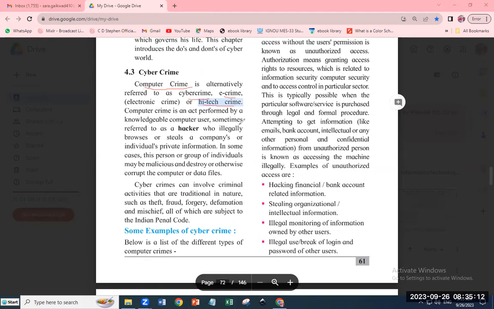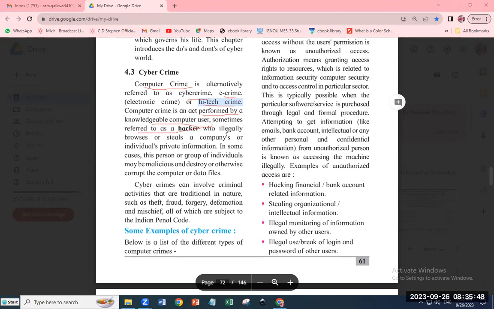Okay, you can refer to cyber crime in many different ways. Computer crime is an act performed by a knowledgeable computer user. He is not a layperson with no knowledge of computers. This act is done by a person who is very intelligent in computers. He knows how to hack, he knows how to write programs, all those things. A knowledgeable computer user is sometimes referred to as a hacker.